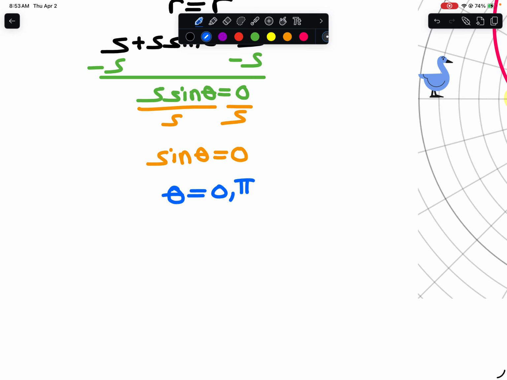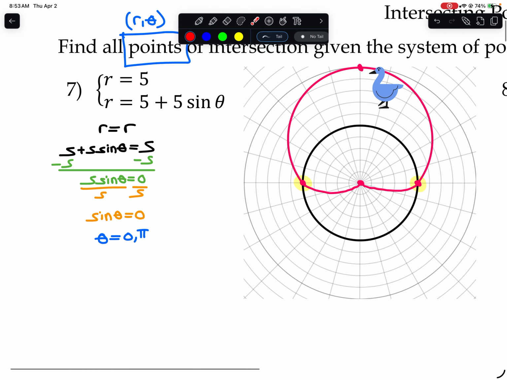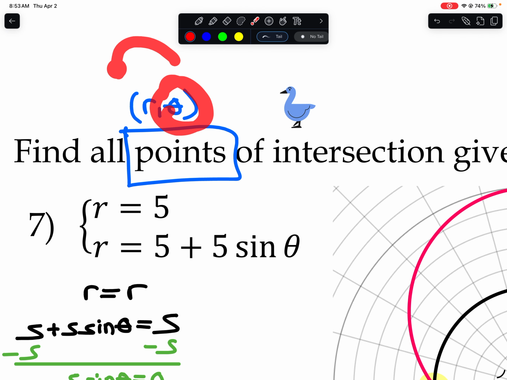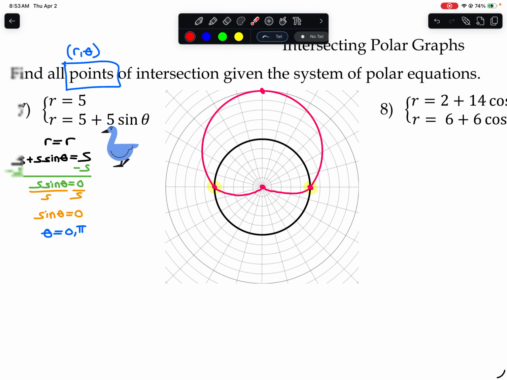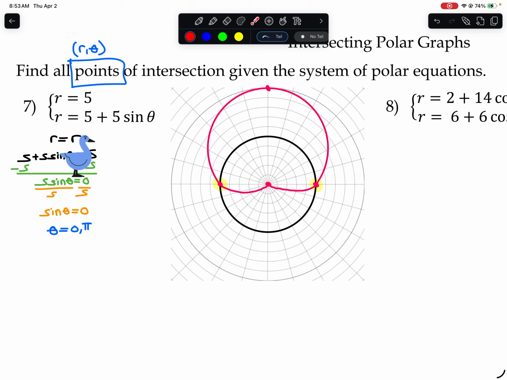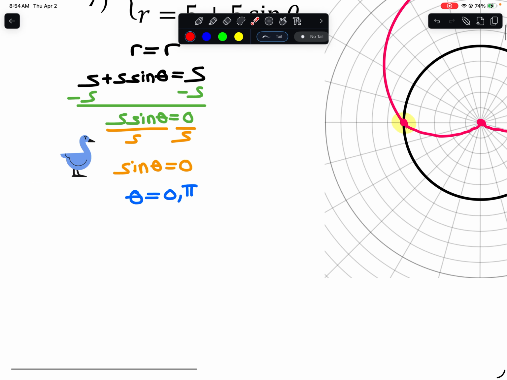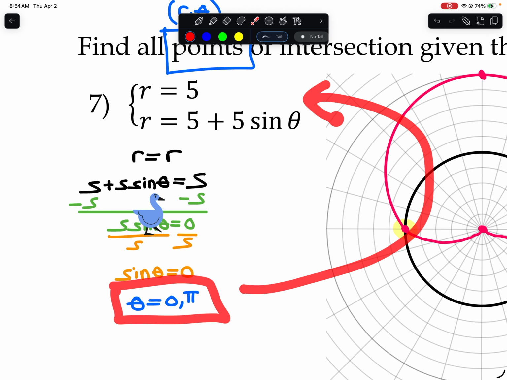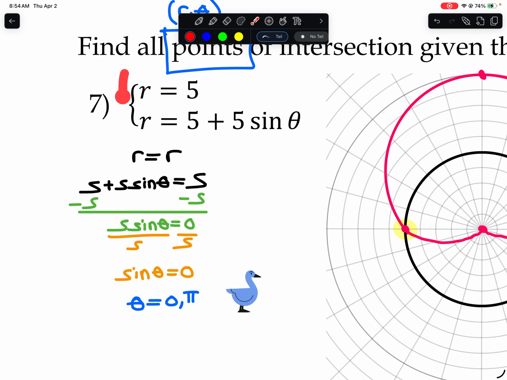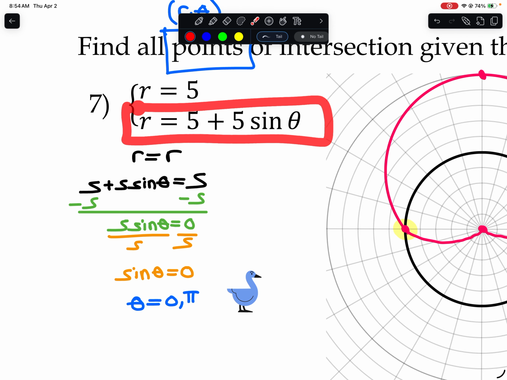So the next thing, we have our theta values, but now you still need to plug them in to see what your r value is going to be. We can see it over here from the graph, but you may not have a graph readily available, so you do want to be able to find these algebraically. So what you're going to do is take your theta values and plug them in to your system. Hypothetically, you can plug them in to either equation. It doesn't matter which one you do, but if you look up here on the r equals 5 equation, there's no theta value to plug in, so you can only plug it in to the cardioid equation here.